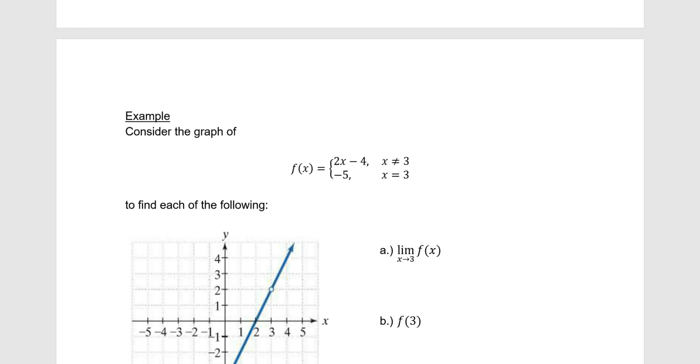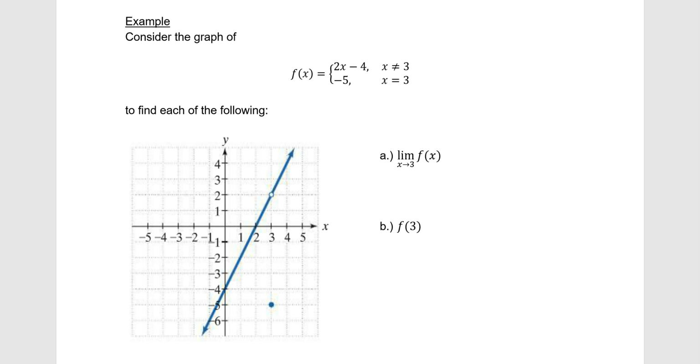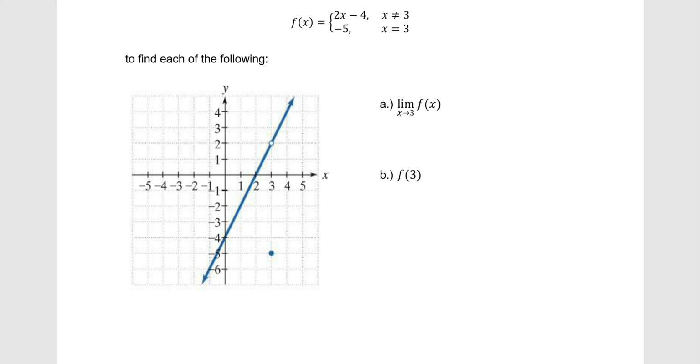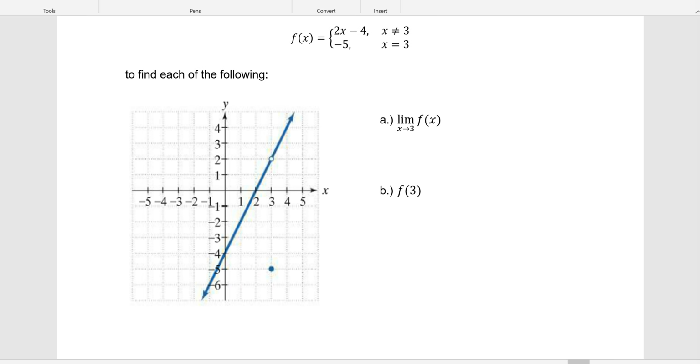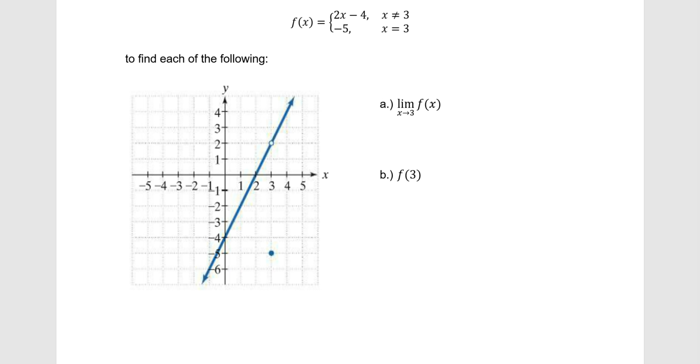Okay, next example. This time we have a piecewise function. So the function is going to be equal to 2x minus 4 when x does not equal 3, and then it's going to be equal to negative 5 when x does equal 3. So this is what the graph would look like. The function is the line 2x minus 4 everywhere except x equals 3. That's when it's equal to negative 5.